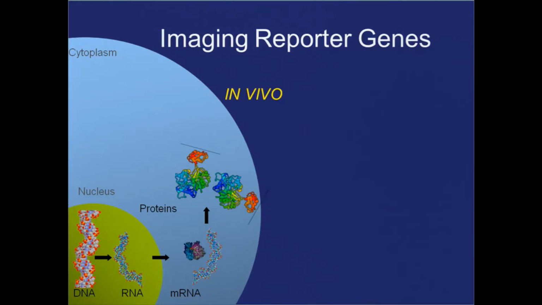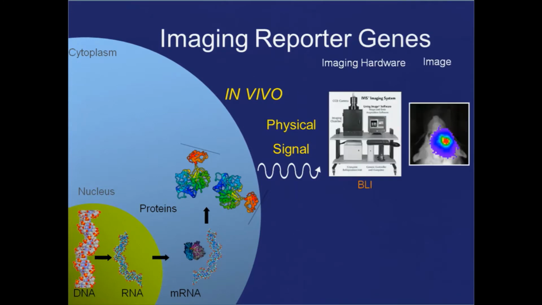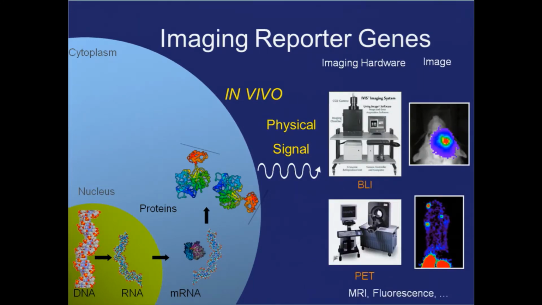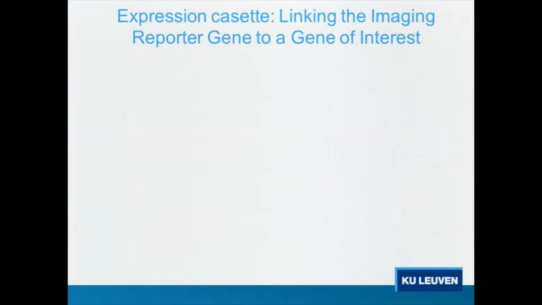Then, of course, we wouldn't be at an imaging congress if we wouldn't talk about imaging reporter genes. And these have the specificity that they can be detected in vivo through non-invasive techniques. So the proteins are responsible for a physical signal that can be detected by imaging hardware, can be a bioluminescence camera, can be a PET camera picking up a radionuclide which is decaying, binding, or after modification by the protein. Of course, there's also MR and fluorescence, you know all of this.